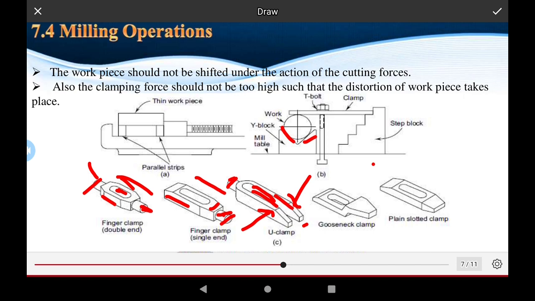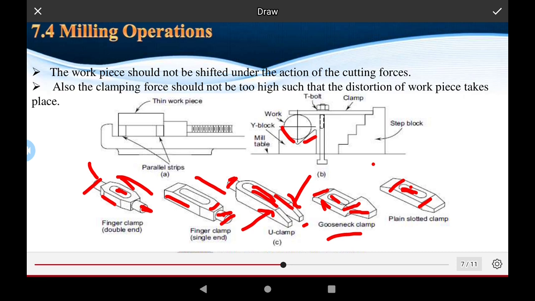In the case of the clamp, there is an upper step and a lower step. The two steps of the clamp also provide support for the workpiece. And the third and fifth positions of the clamp are also used for the plain slot clamp.